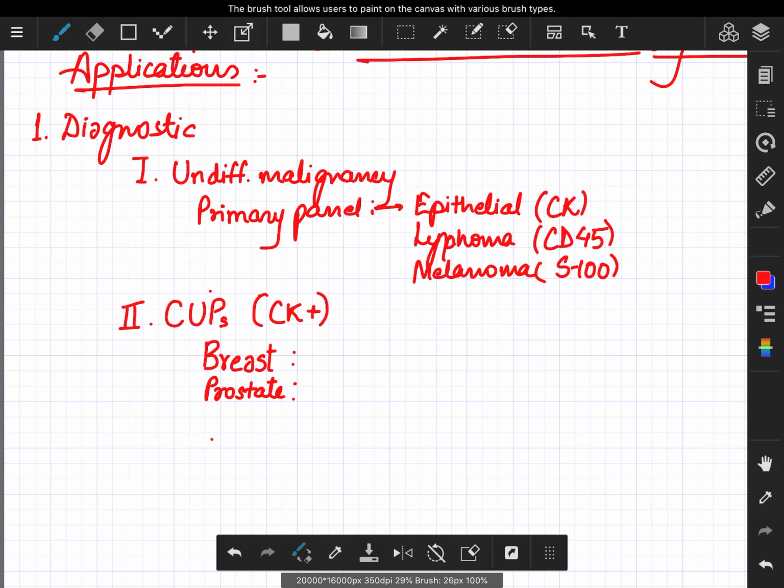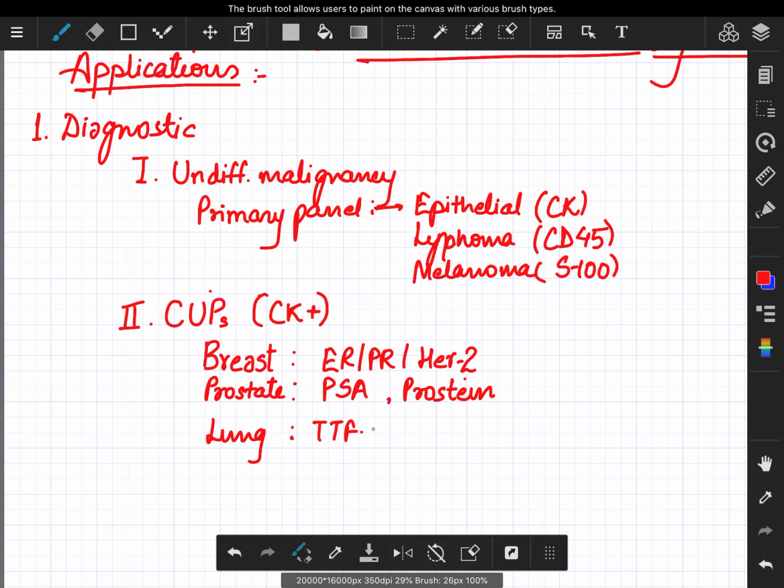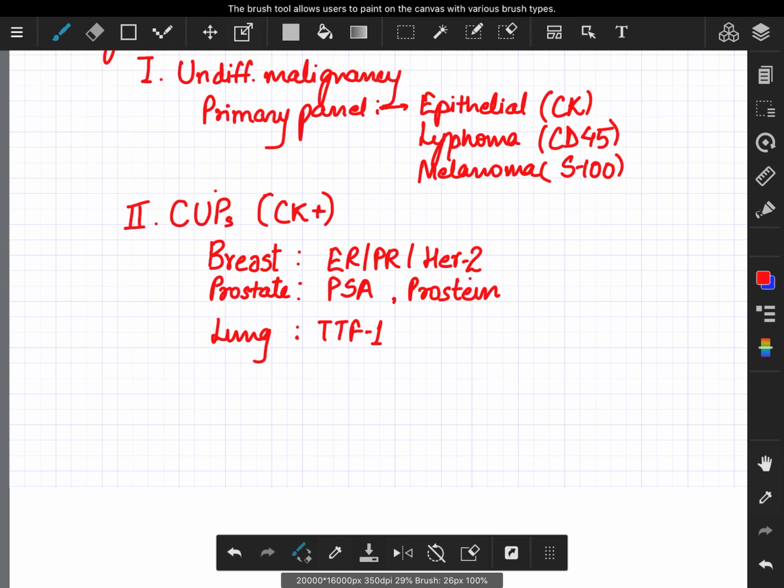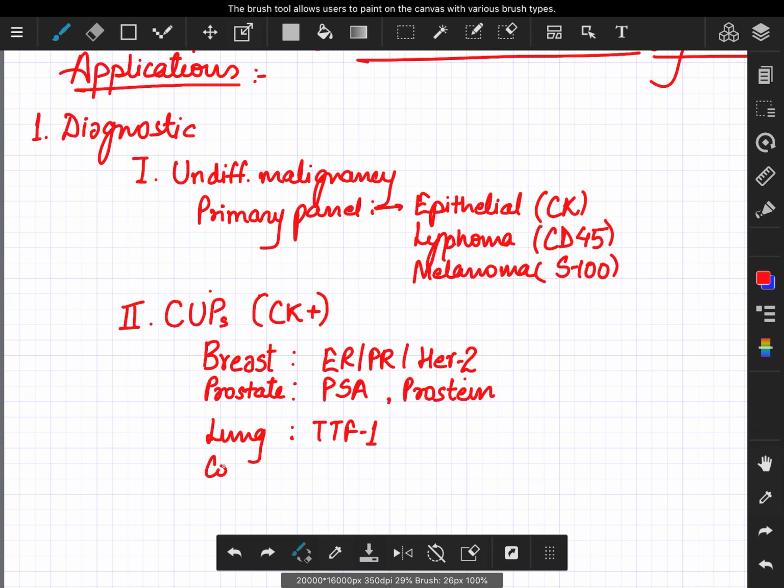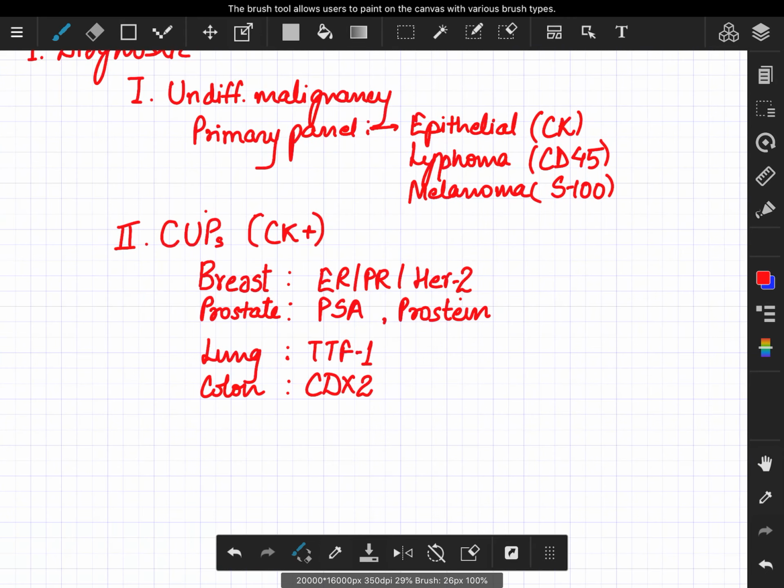I'll be giving a few examples. For the breast, ER, estrogen receptor, progesterone receptor, and HER2 receptor are put. For the prostate, we have prostate specific antigen, we have prostein. For the lung, we put TTF1. For the colon, CDX2, and likewise. Other uses, third use is for seeing whether invasion is present or not.